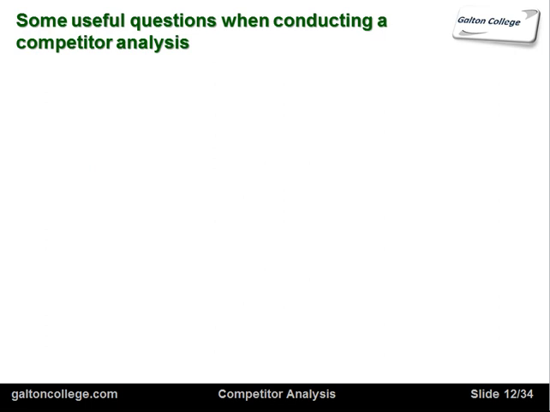So some useful questions when doing this. Well, first of all, it's important to know who are the competitors. Who precisely are they? There will be near competitors and far competitors. The near competitors are ones that are producing very similar products. There will be a gradation because other people may be producing products in the category but not necessarily close substitutes. So who exactly are the competitors?